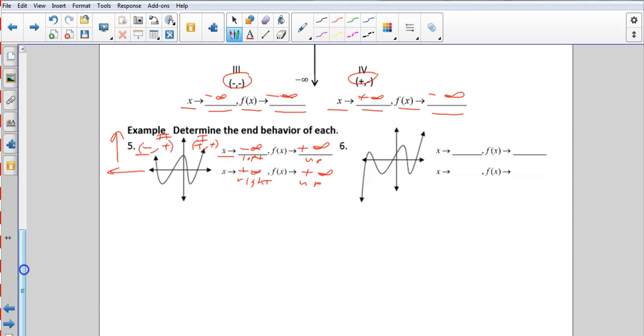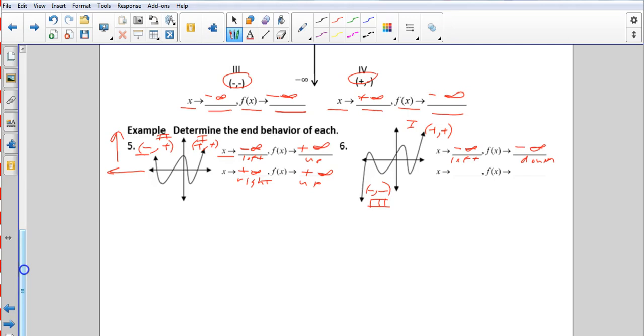Let's look at number 6. Well, we're here in quadrant 3 this time, which remember, quadrant 3 is negative, negative. All points here are negative, negative. And in quadrant 1, as we already said, all points are positive, positive. So, starting with quadrant 3, as x approaches negative infinity, so once again that's left, as we go left, f of x is going down towards negative infinity.